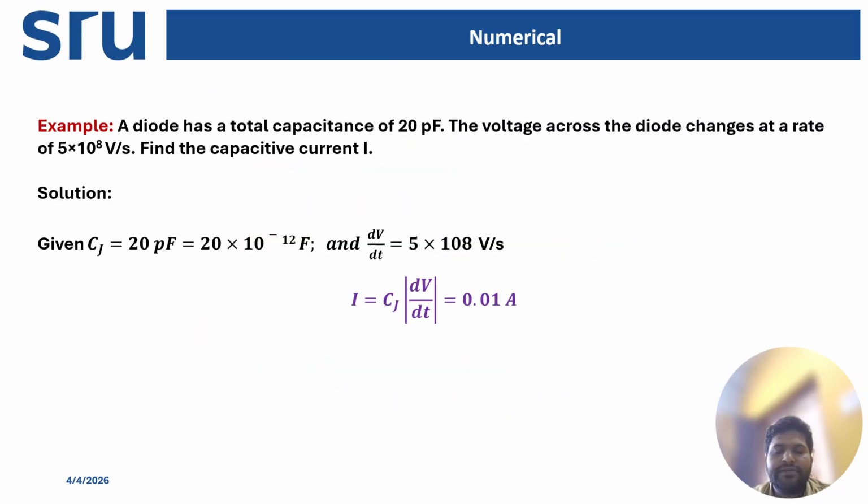Let us take one example. The question is: a diode has a junction capacitance of 20 picofarad. The voltage across the diode changes at the rate of 5 into 10 raised to power 8 volt per second. Find the capacitive current. We know that capacitive current is Cj into dV by dt, the change in voltage over the change in time. After putting in these values, we get 0.01 amperes.